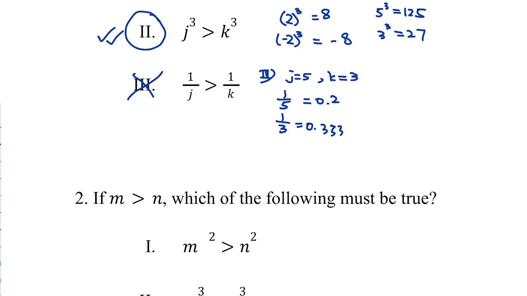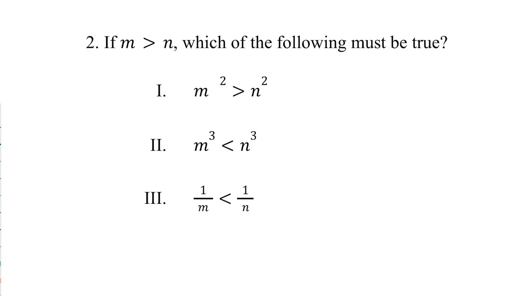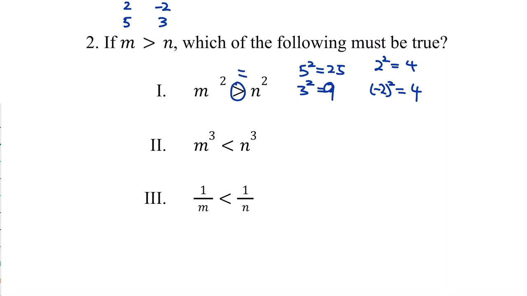Can we try next one? This. Hopefully somewhere it's correct. Maybe none of these are correct. It is possible. It is usually possible actually. All right, now here m is bigger than n. Let's try 5 and 3 again. M square plus n square is 5 square is 25, 3 square is 9. This sounds like correct. But what if I try 2 and -2? 2 square is 4, -2 square is also 4. This could have been equal sign. This is wrong. How about cube?